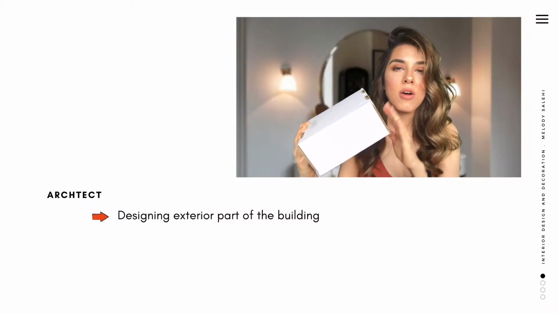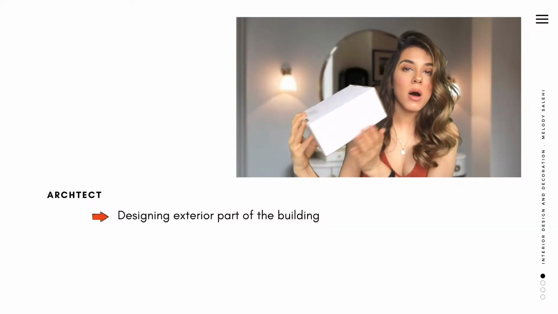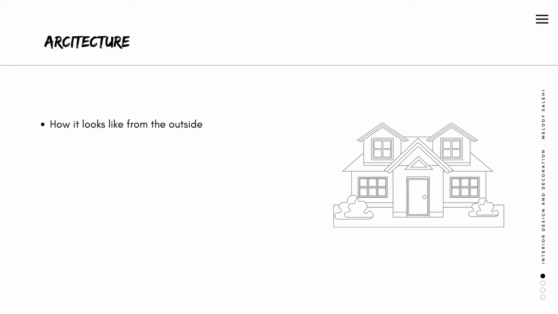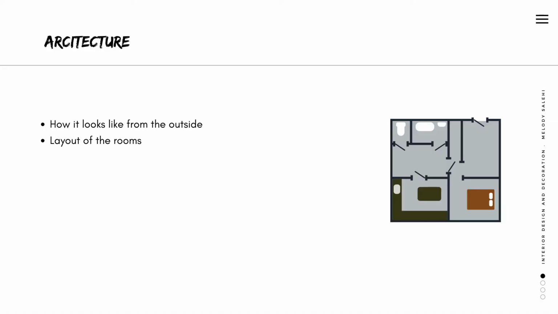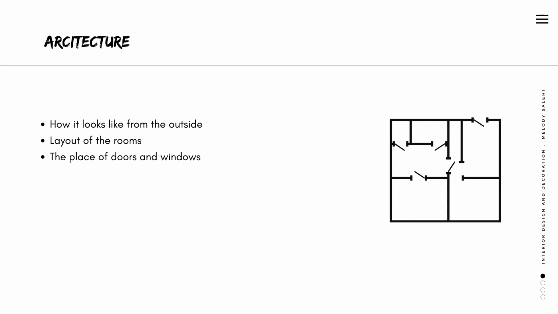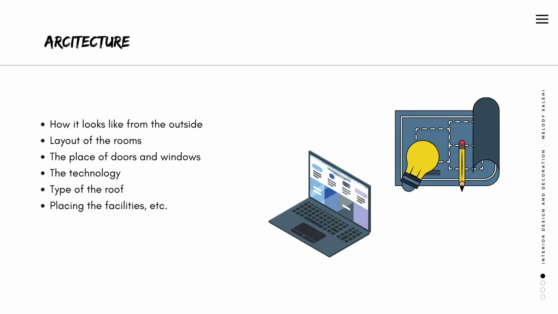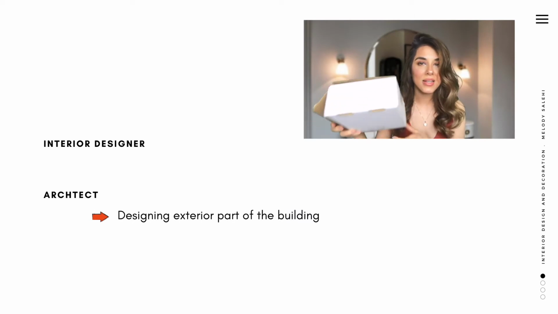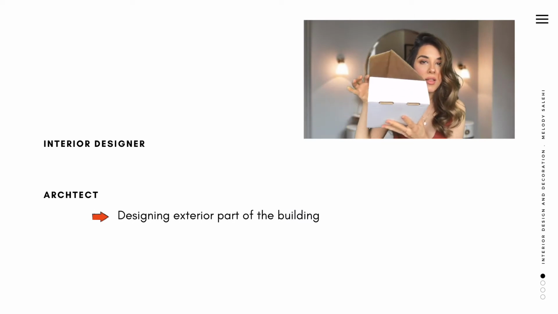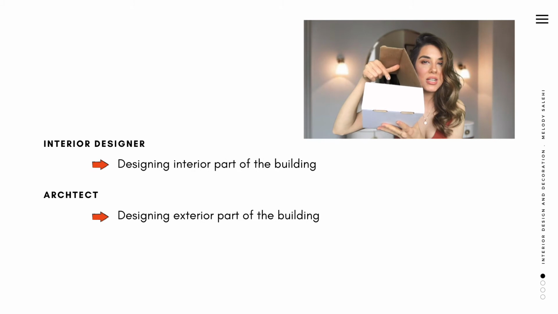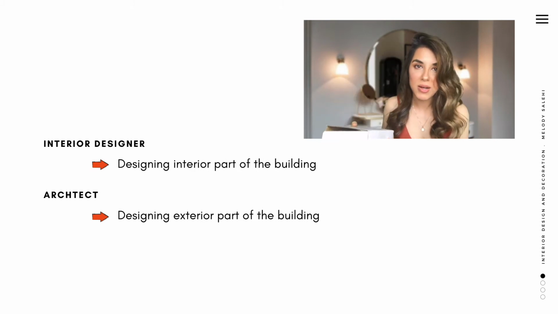Imagine a building as a box. Architects take care of the designing of the exterior part of this box, like a shell. How it looks from outside, the layout of the rooms, and the place of doors and windows are things that architects take care of. They also decide on technology, type of the roof, placing the facilities, and much more relating to the building. Then interior designers take this shell and start working on the inside, and as the name suggests, designing the interior part of the building.